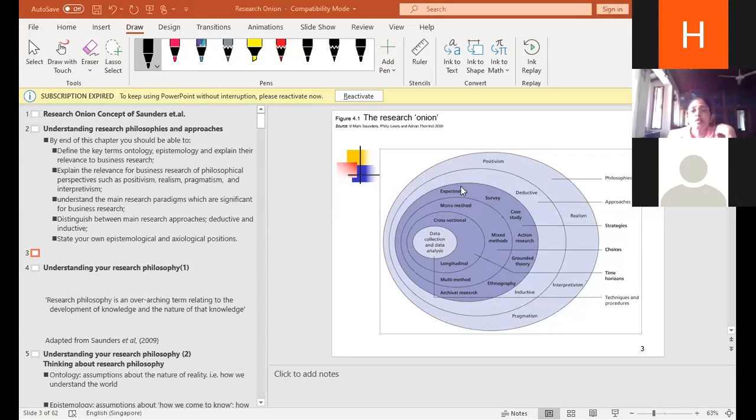So now we came up to this, and then we have the next layer. You can see mono method, mixed method, and multi method. When you say mono method, you look at only one.